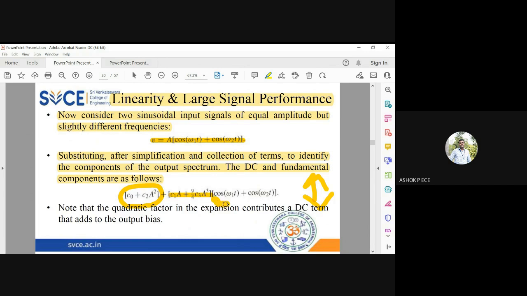This is our frequency of interest, right? So this amplitude is C1 into A plus 9 by 4 C3 into A cube. The input amplitude is A, but the output amplitude involves A cube, so the amplitude is getting boosted up. This is a good sign for us because our required frequency of interest is going to have a larger amplitude. So the amplification is happening here in the low noise amplifier. These are the first two terms we got.